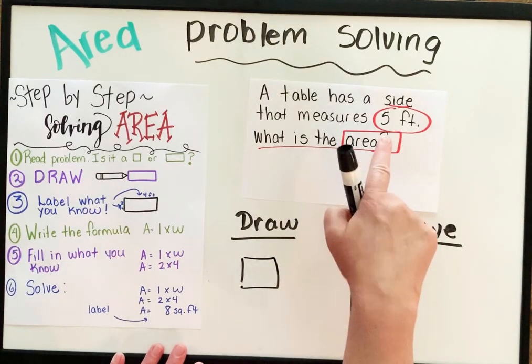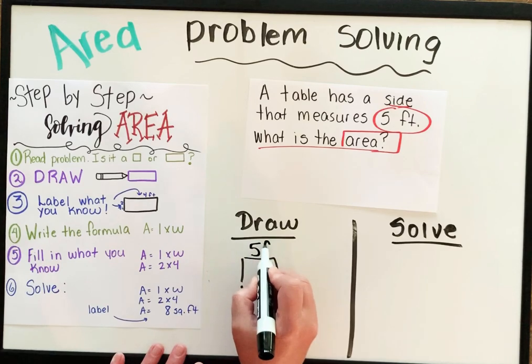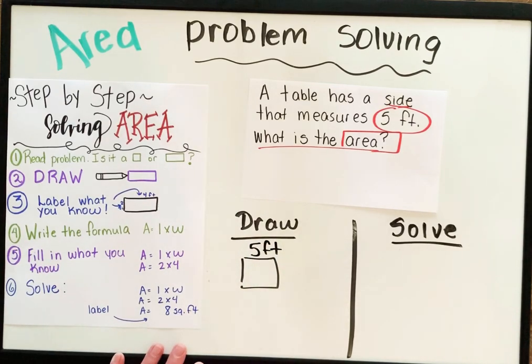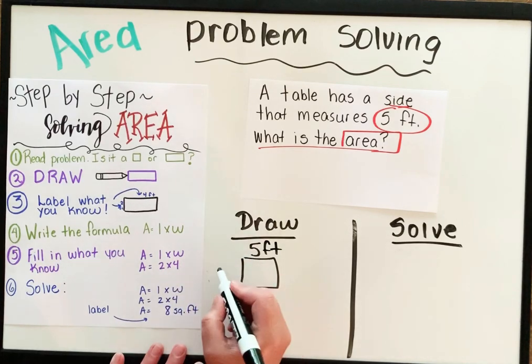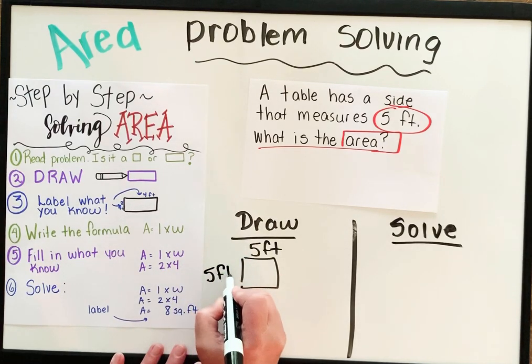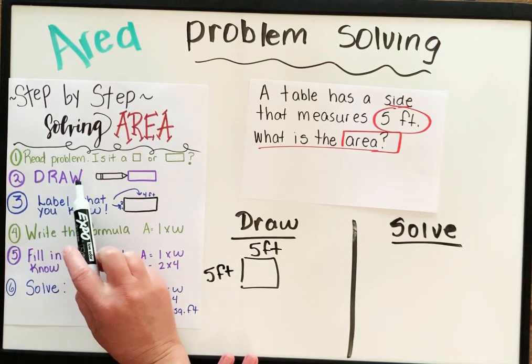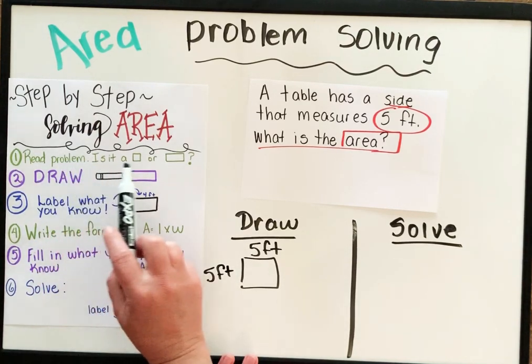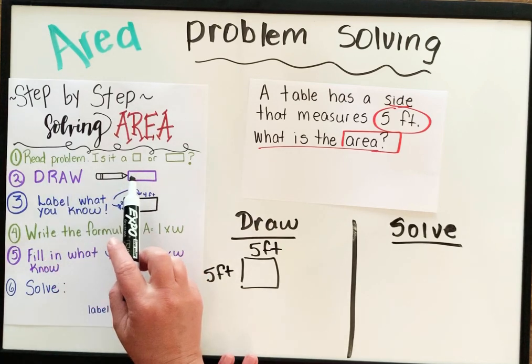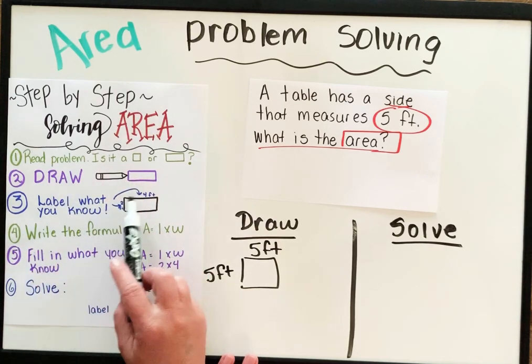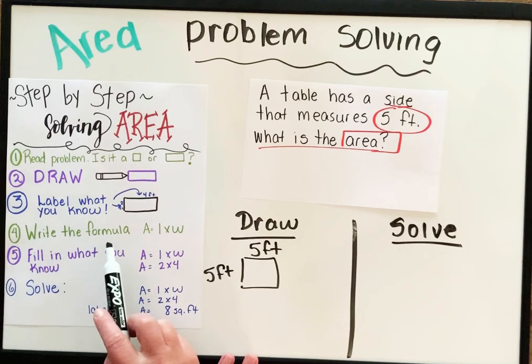Now, 5 feet is what I know. But I also know that it's a square, and I know squares have equal sides. So even though it doesn't have two 5s, I know that that is 5 feet as well. So I've gone through my second step. First step is I figured out it was a square. Second step, I drew the square. Third step, I labeled the parts I know. Now I'm going to go to my fourth step.